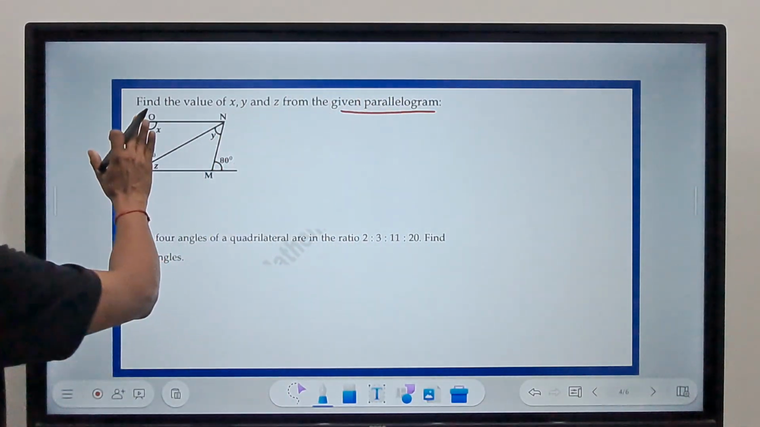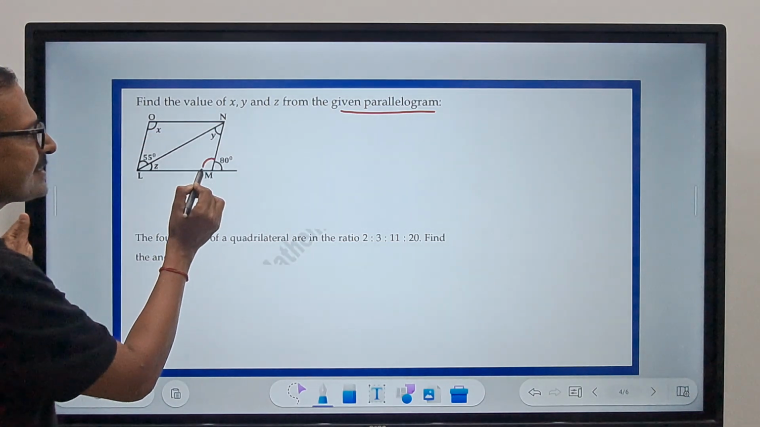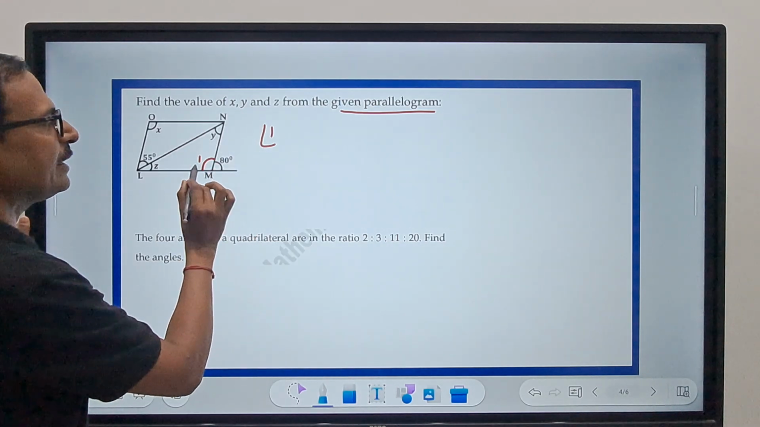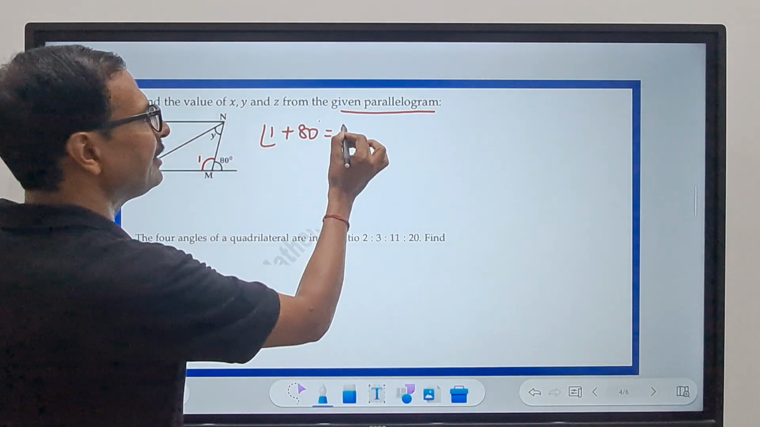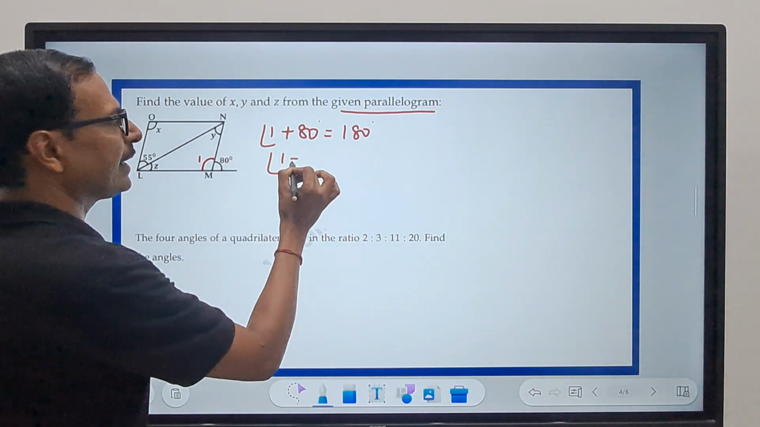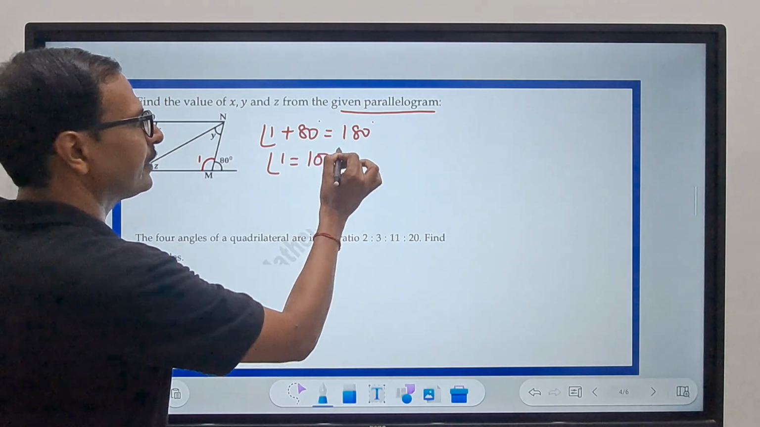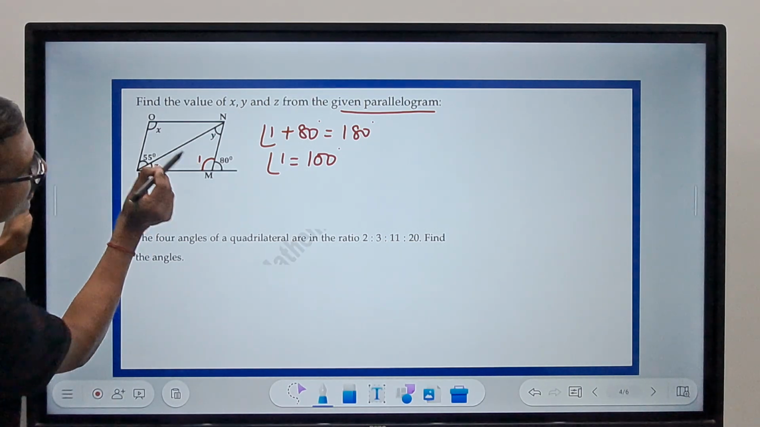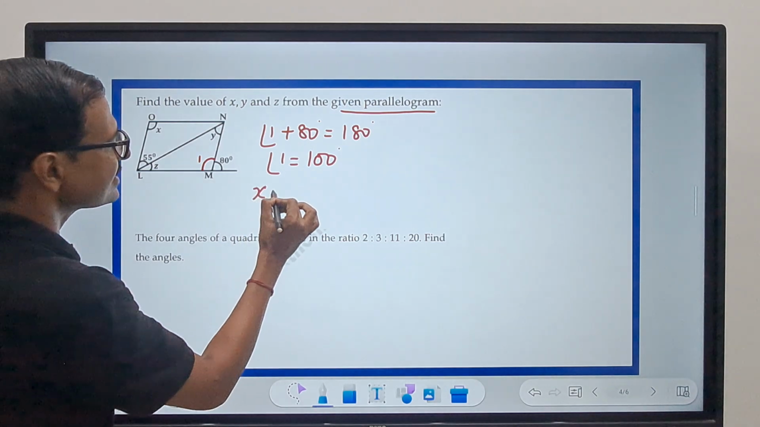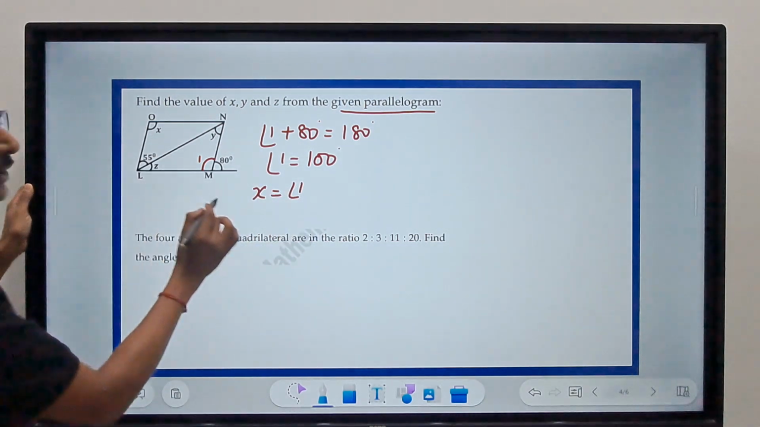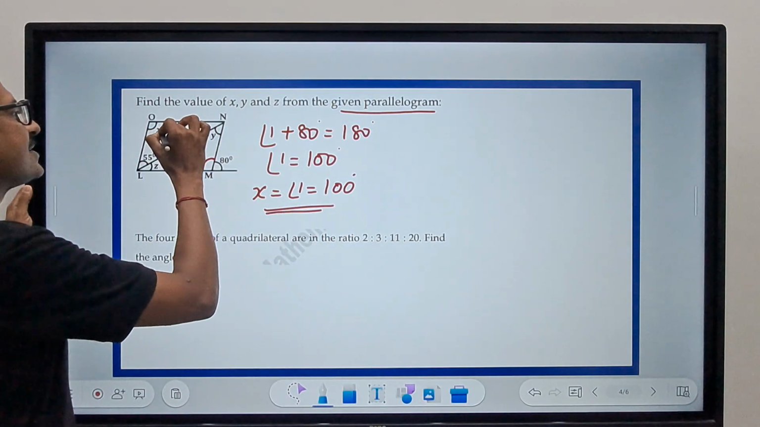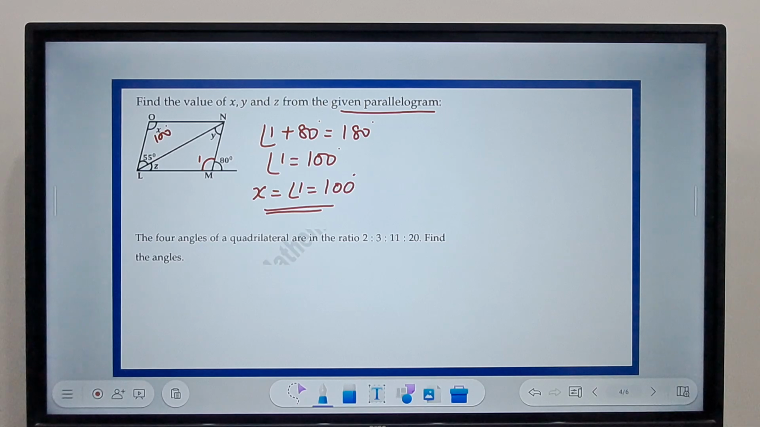If it is a parallelogram, the opposite angles are equal, right? So if I call this angle as angle 1, and this 80 degree, it forms a linear pair. So angle 1 and 80 degree automatically will add up to 180 degree, thereby giving you angle 1 as 180 minus 80, 100 degree. Now angle 1 is 100 degree, and therefore, since they are opposite angles of a parallelogram, X is equal to angle 1, and so X is also 100 degree. So one of the angles is found now. Now we need to find Y and Z.